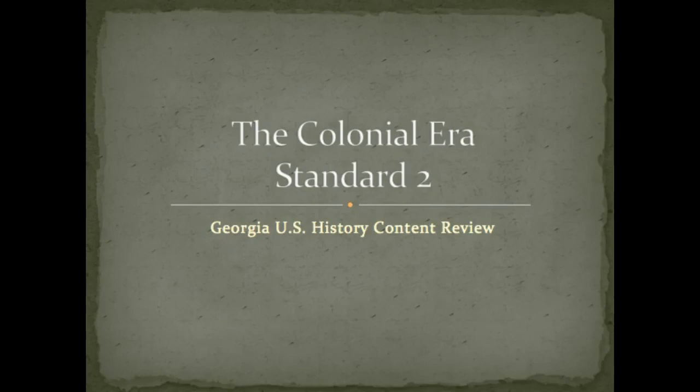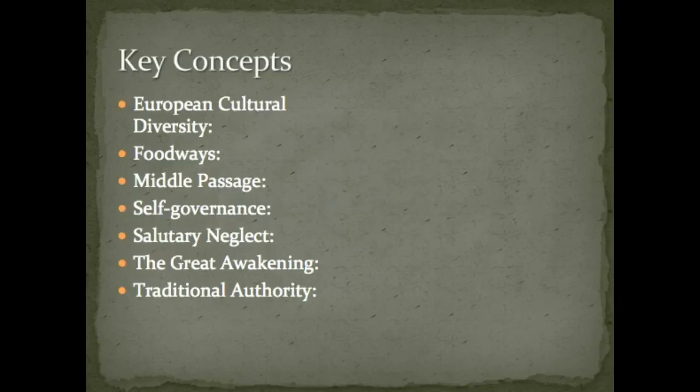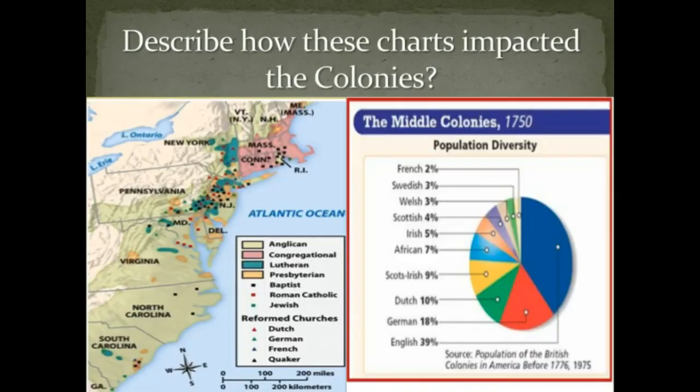This time, this is standard number 2 of the Georgia U.S. history standards. And I'm going to give to you all the essentials that you need if you're taking the EOC milestone or unit test or anything in U.S. history in the state of Georgia that's covering standard number 2. This is going to give you all the content that you need. So these are the key concepts in standard number 2 that you're definitely going to need to know.